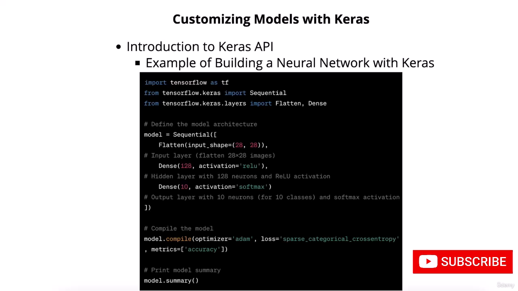Next, we compile the model by calling the compile function and passing the optimizer as Adam, loss as sparse_categorical_crossentropy, and metrics as accuracy. Then you print the model summary, and you'll see the model summary printed by calling model.summary.